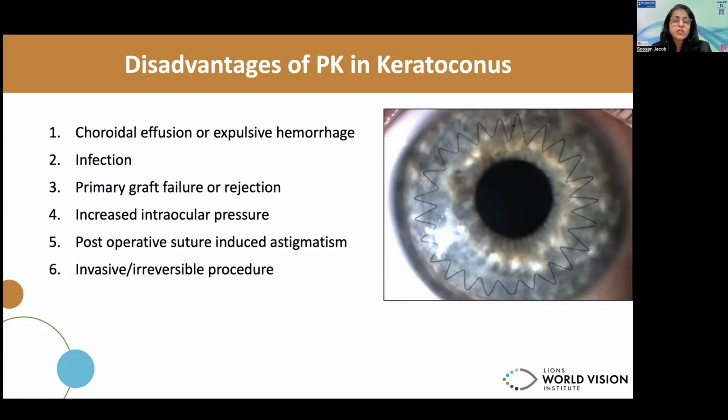In addition to that, other complications such as increased intraocular pressure, either because of the surgery per se or because of steroids that have to be applied long term just for graft clarity, are other problems. Postoperative suture-induced astigmatism, even in the perfect case, can be another complication. And of course, once a penetrating keratoplasty is done, it's an invasive and irreversible procedure.